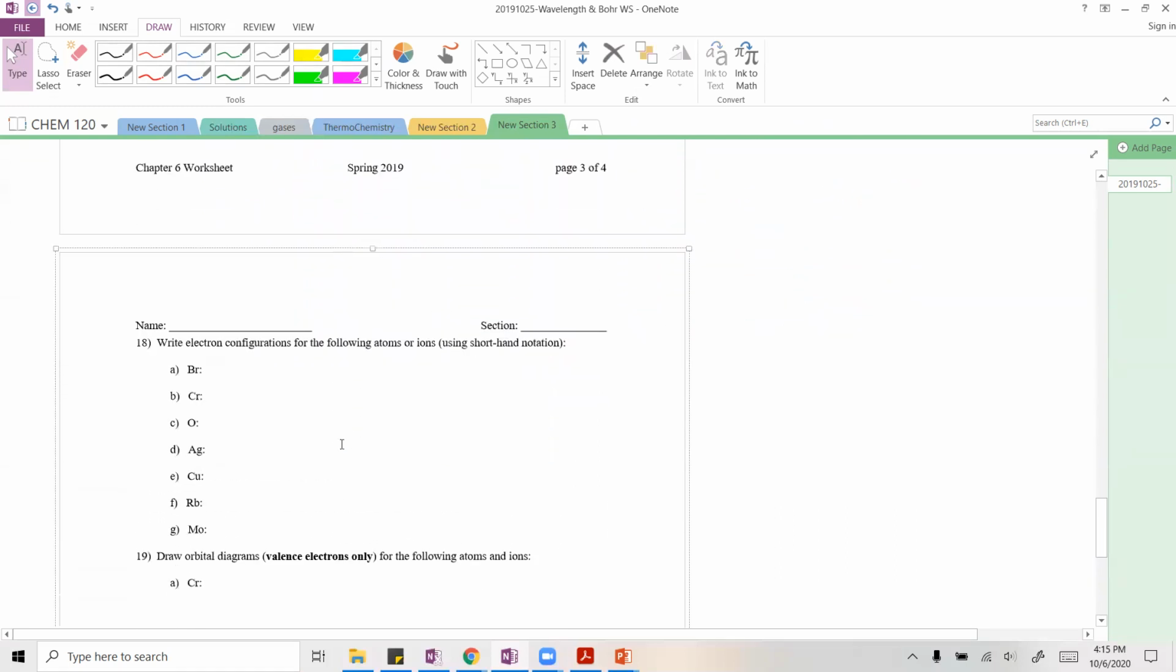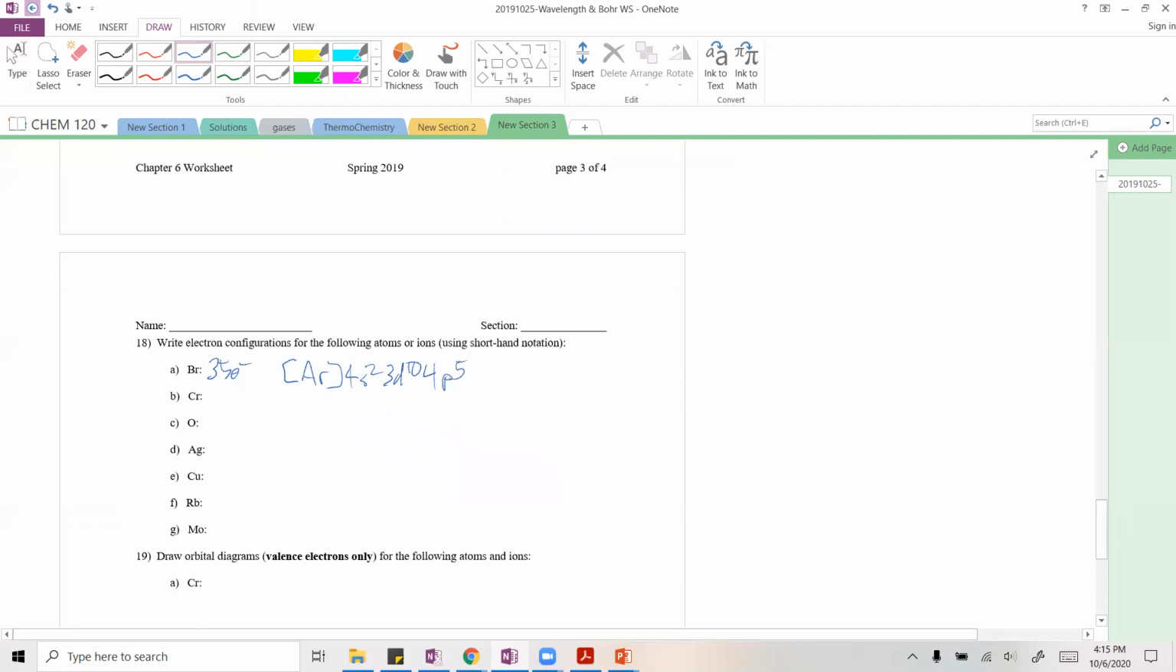So when we're doing the shorthand, our shorthand means that we can use those noble gas simplifications. So let's look at bromine. Now bromine has 35 electrons. And so the noble gas right before it is argon, argon with only 18. So from argon, we need to add in that 4s2, 3d10, 4p5.